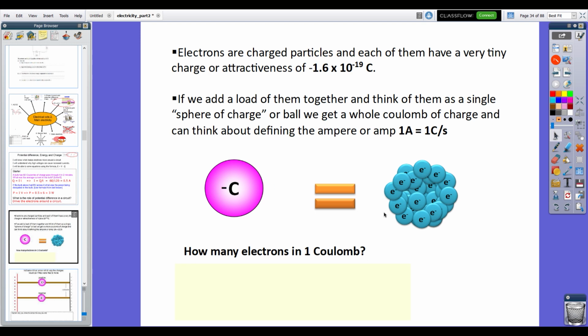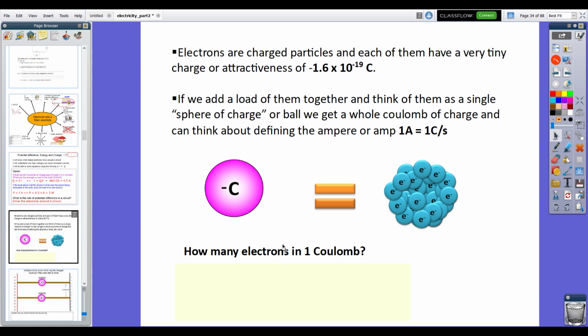If we take enough electrons together then, so this is what I'm trying to represent in this graphic here, we could think of 1 coulomb of charge, but you'd need lots and lots of electrons just to get 1 negative coulomb of charge. A coulomb is a relatively large amount of charge compared to an electron. And what does that mean? So 1 amp means 1 coulomb per second. So we're talking about lots and lots of electrons flowing through a point in 1 second.